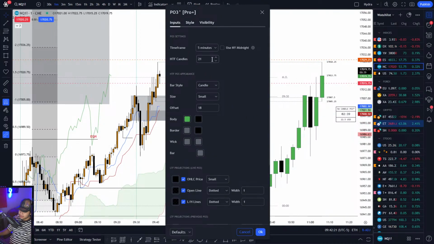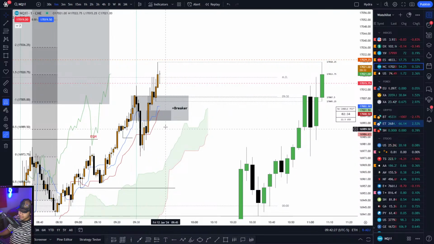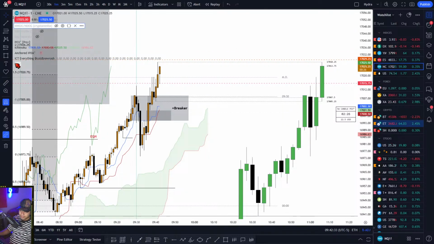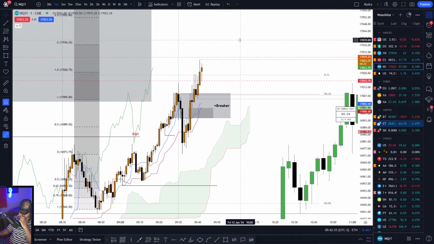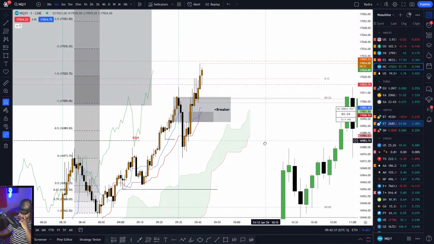But the thing is, it's too big. This is the smallest I can go. It never makes the candles like this, right? So a little bit bigger. Okay, Ichimoku cloud is still saying we are bullish.